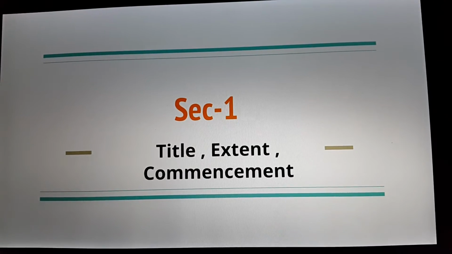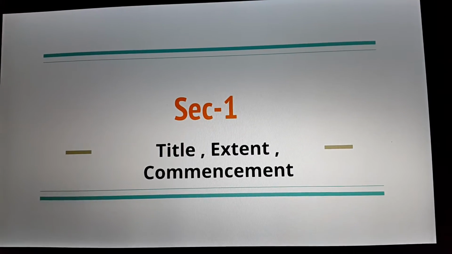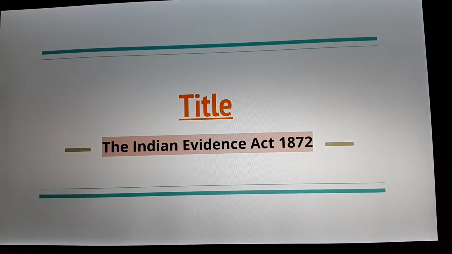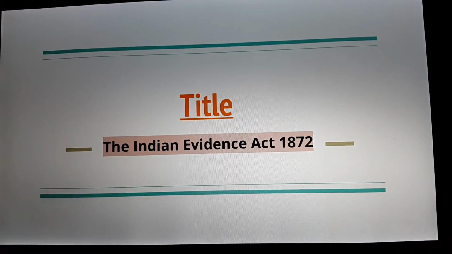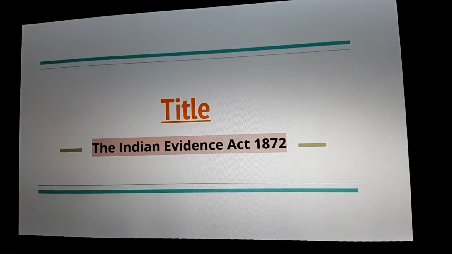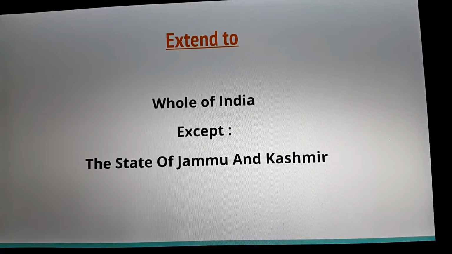Section 1st, Title, Extent, Commencement. This act is called the Indian Evidence Act 1872. This act extends to the whole of India except the state of Jammu and Kashmir.